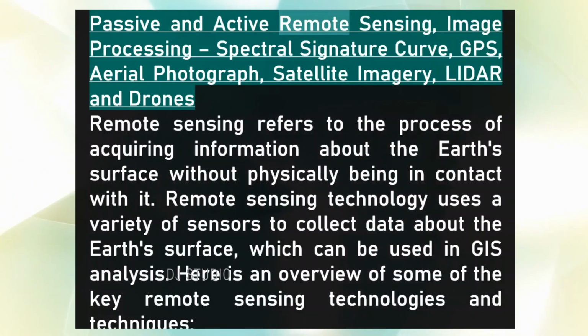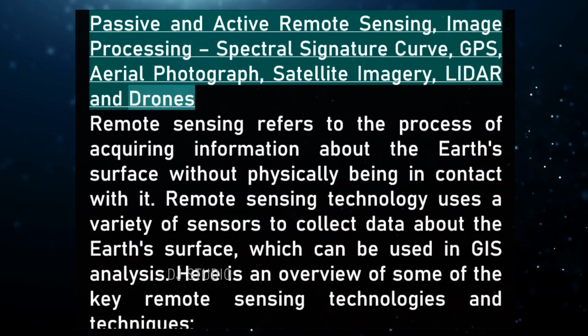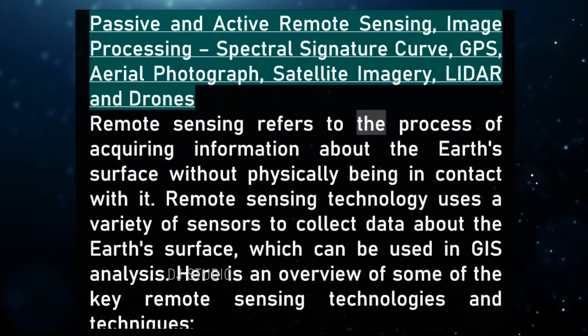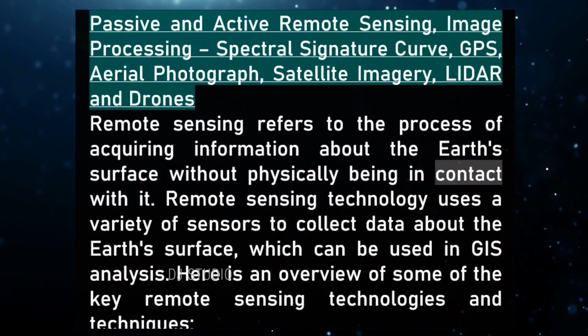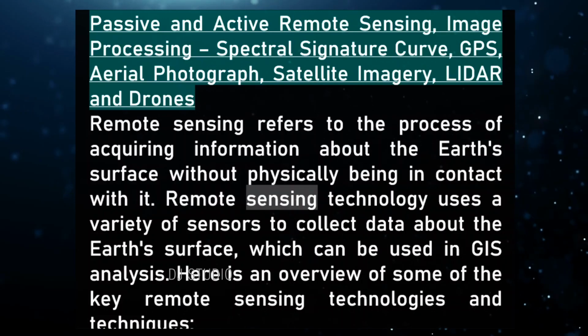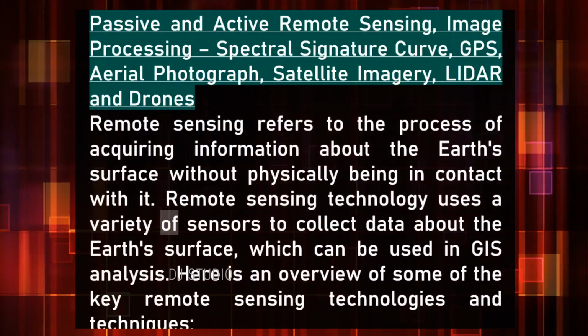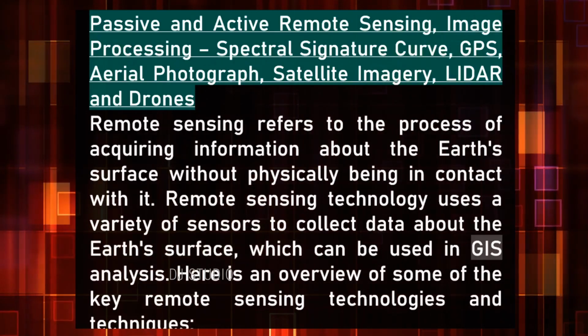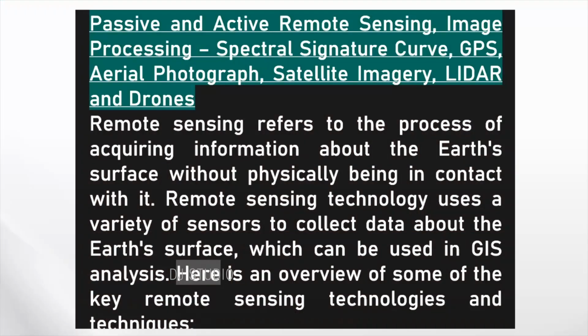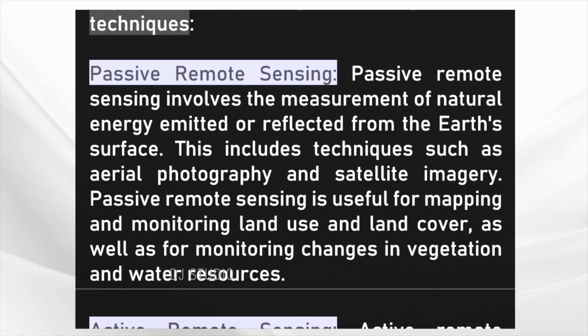Passive and active remote sensing, image processing, spectral signature curve, GPS, aerial photograph, satellite imagery, LiDAR, and drones. Remote sensing refers to the process of acquiring information about the Earth's surface without physically being in contact with it. Remote sensing technology uses a variety of sensors to collect data about the Earth's surface, which can be used in GIS analysis. Here is an overview of some of the key remote sensing technologies and techniques.